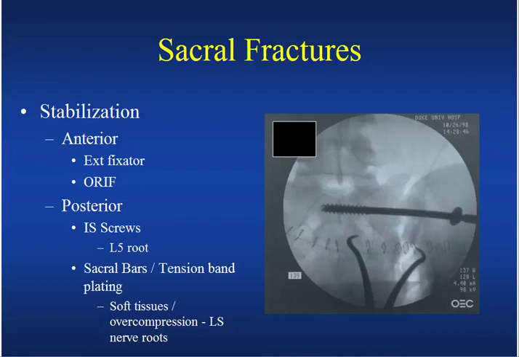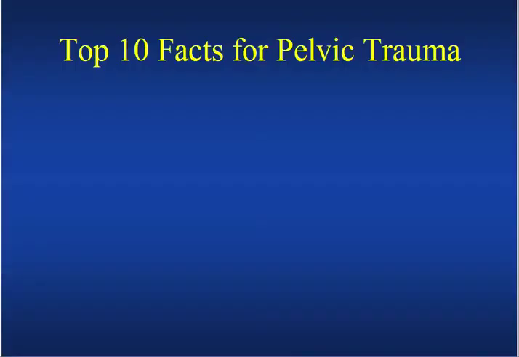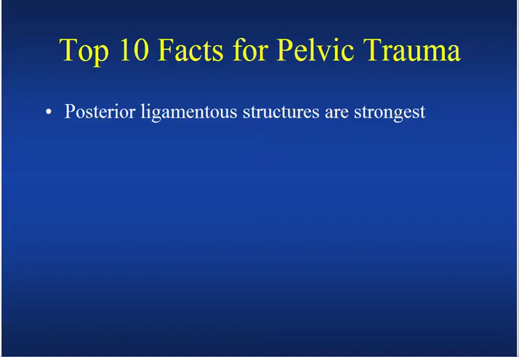You can also use sacral bars or tension band plating. The problem with both of these techniques is that they do have significant potential for soft tissue compromise, and you can get overcompression, particularly of the lumbosacral nerve roots. Now, finish up with the top 10 facts for pelvic trauma, and sorry I'm running about 5 minutes behind, but remember that the posterior ligamentous structures are the strongest structures in the body and are responsible for the posterior stability of the pelvic ring.